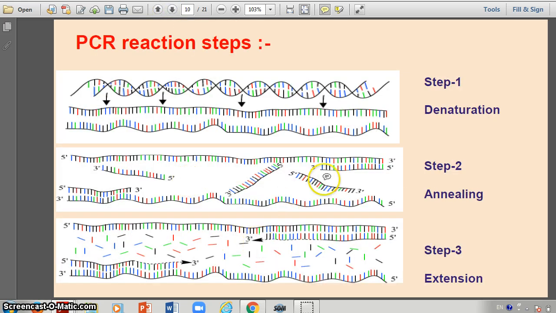You can see this is the length of the primer. In the extension process, the length of this primer is extended by adding these dNTPs, and that addition is done by DNA polymerase.